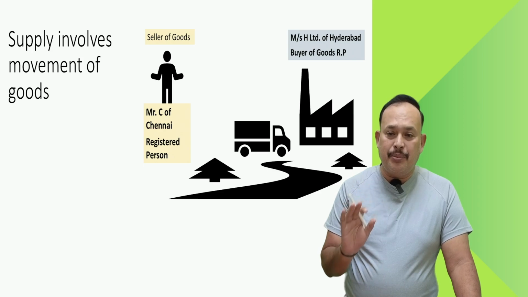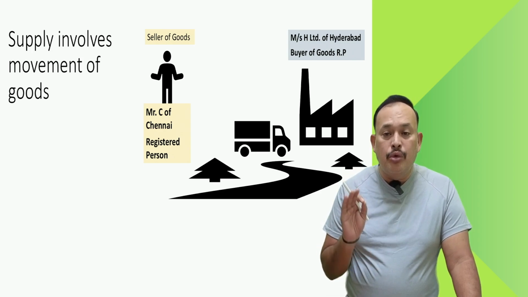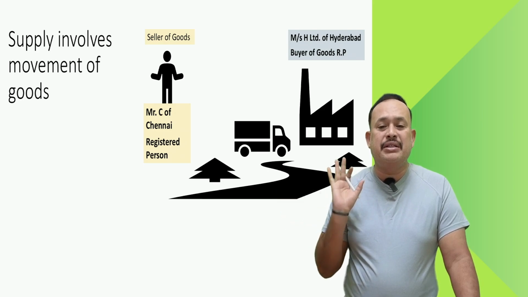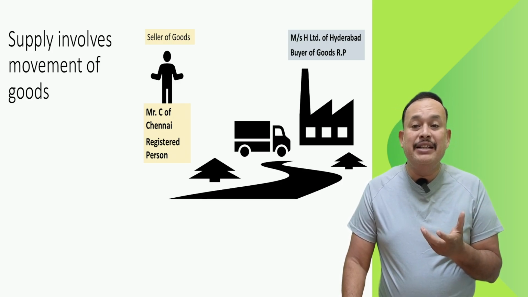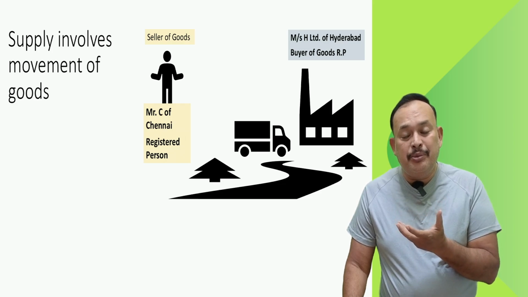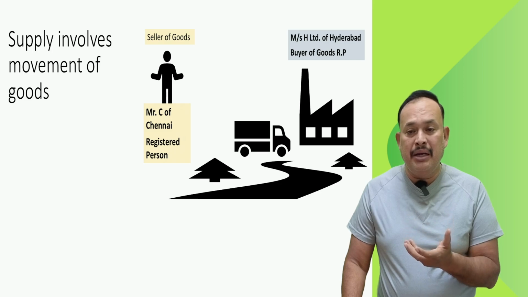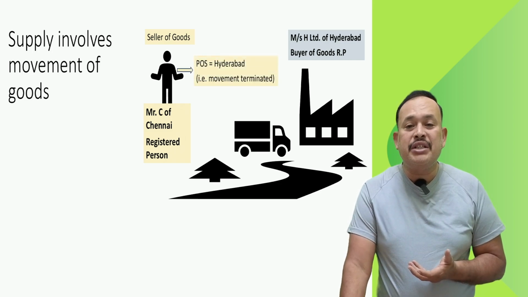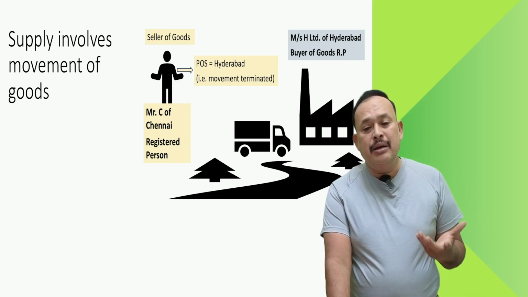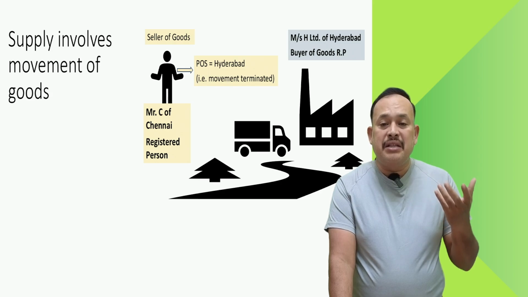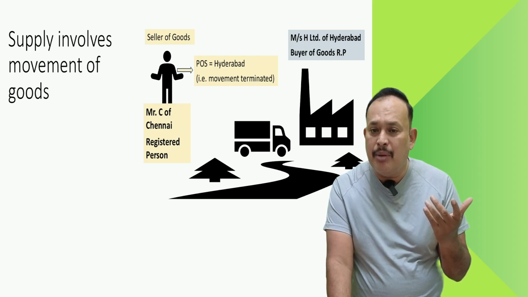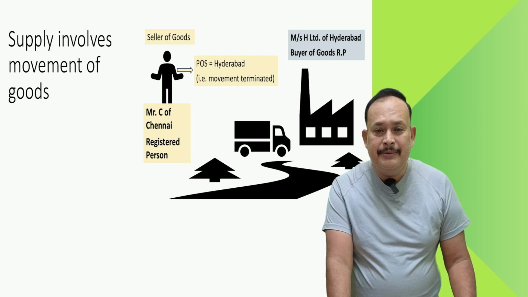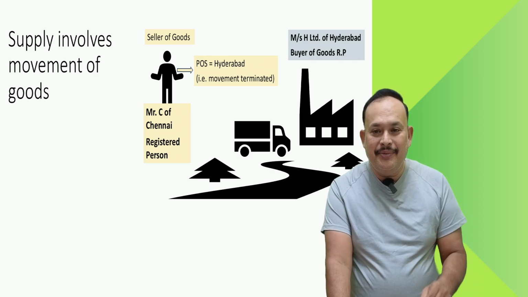What is the place of supply? Where the movement terminated is the place of supply. If I send the goods from Chennai, where is the movement going to be terminated, my dear friends? It is going to be terminated in Hyderabad. That means place of supply goes to Hyderabad, which is Telangana. Location of supplier, Chennai, namely Tamil Nadu. For a supplier, is it intrastate or interstate supply? Can you tell me please? You will say, I know, interstate.